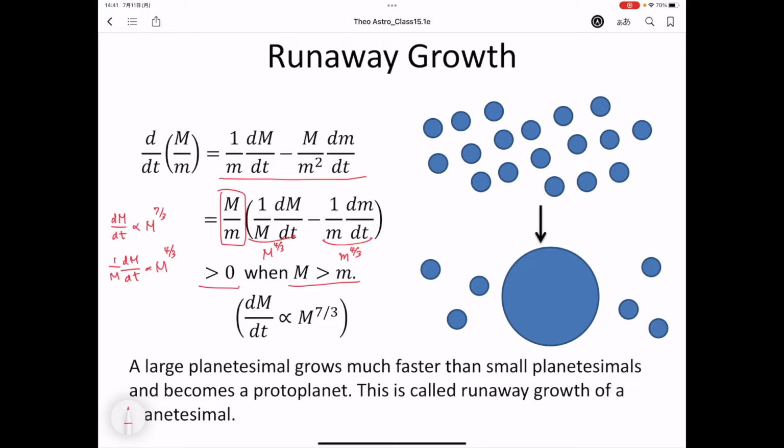So this means the ratio of M over m increases with time. Once one single object of mass M is larger than the others, this planetesimal quickly grows to be large. A large planetesimal grows much faster than a small planetesimal and becomes a protoplanet. So this becomes a protoplanet. This is called the runaway growth of planetesimals.